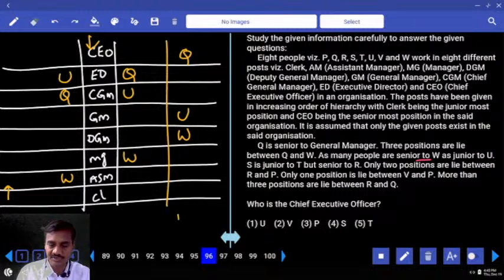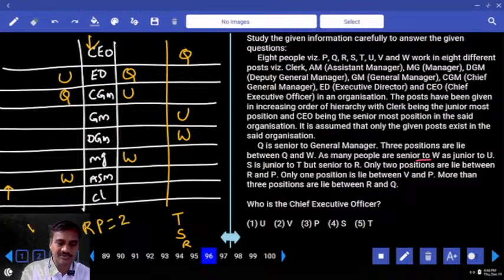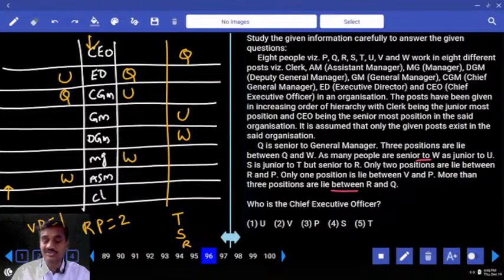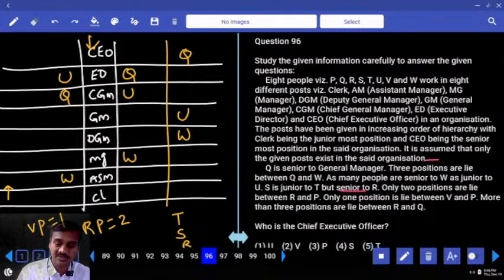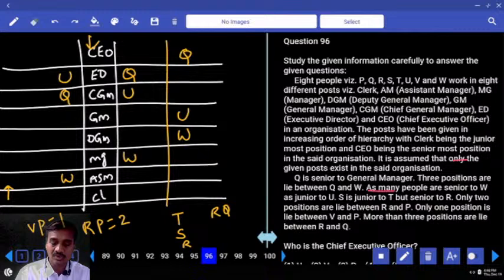SC is junior to T, but SC is senior to R. Now T, S, R must be in this order, need not necessarily be adjacent. And only 2 in between R and P. We need to have exactly 2. Only 1 person between V and P. And more than 3 persons lie between R and Q. More than 3 means between R and Q greater than or equal to 4 people. Clear?